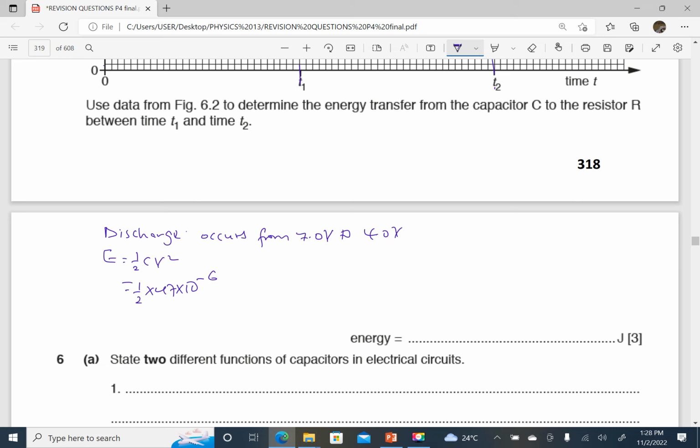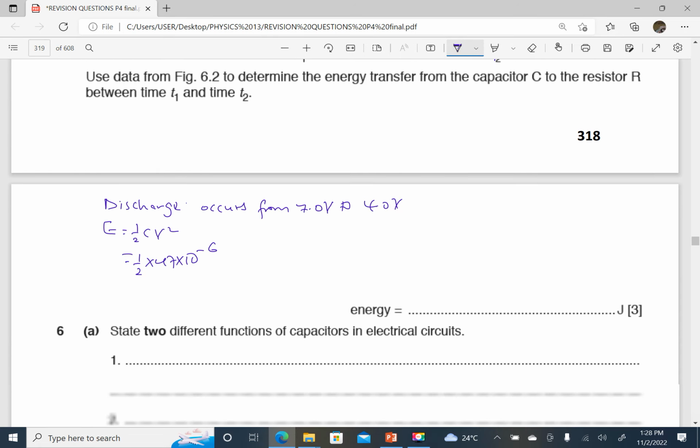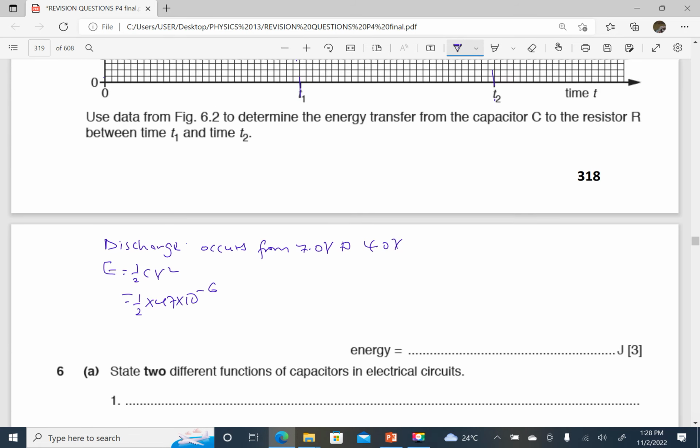I think it is micro. 47 times 10 power negative 6 times now added, because this charge occurs from 7 volts to 4 volts, that will be equivalent to the energy which is given out. So this will be 7.0 squared minus 4.0 squared. We get the difference in the energy from my calculator.